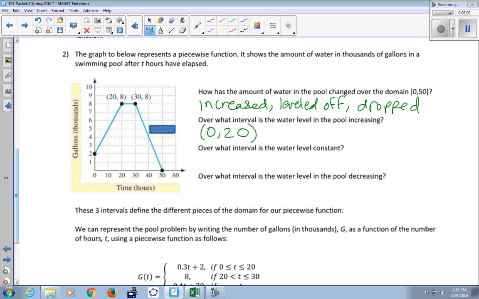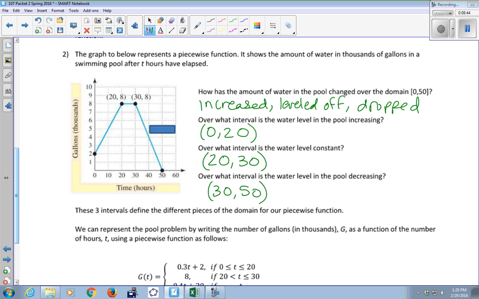So on what interval is the water level constant? 20 to 30. And again, don't include the endpoints, because it's unclear whether it's increasing or constant at 20. Some textbooks say it's both, and some textbooks say it's neither. Our textbook goes with the neither approach, so 20 is not included in either interval. Neither one is really wrong, but we're just going to go with the convention that our textbook uses. And then what interval is the water level in the pool decreasing? From 30 to 50. 30 hours to 50 hours.